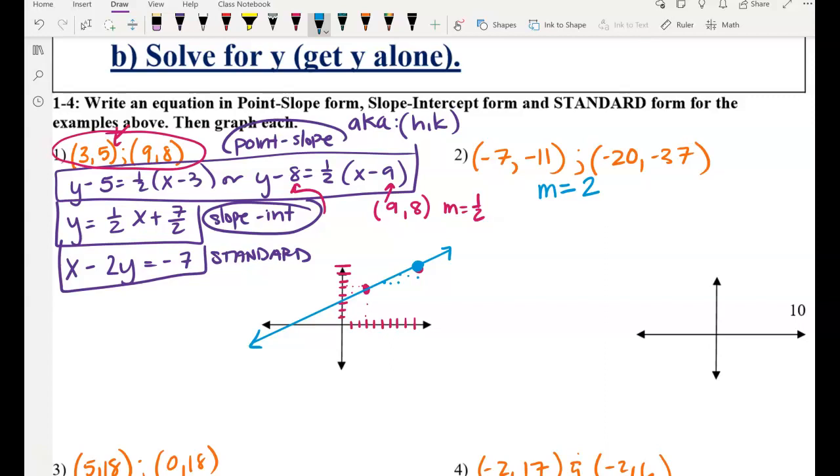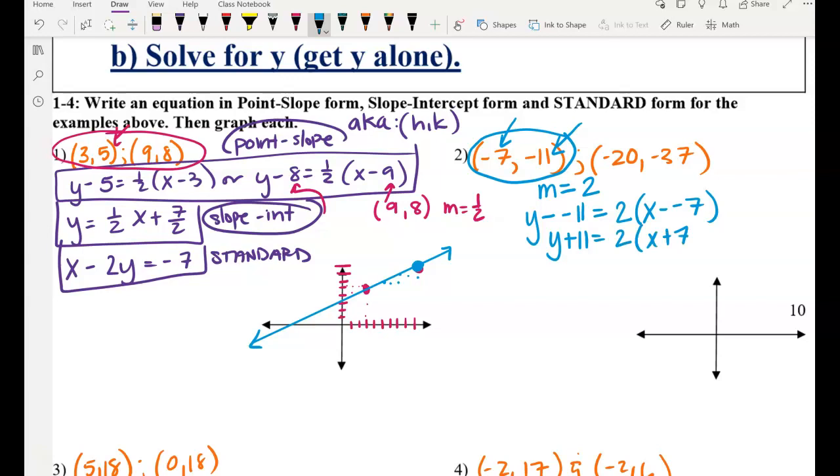We are going to y minus, okay? So let's say that I'm going to use that point. Well, y1 is negative 11 equals, the slope is 2. x1 is negative 7, so x minus a minus 7. 2 negatives will make it a positive. So our first HK form, aka point slope form, is this. Okay, if you choose that first point. Yes, you can definitely choose the second point.